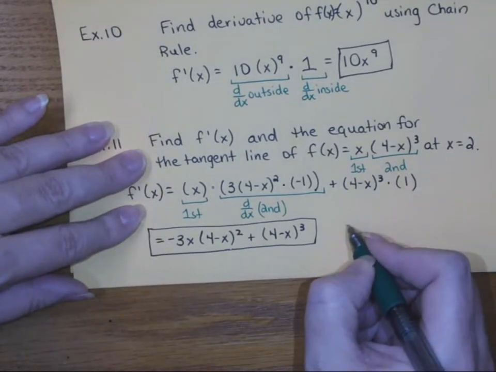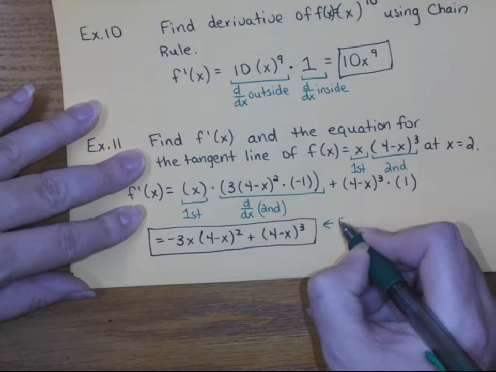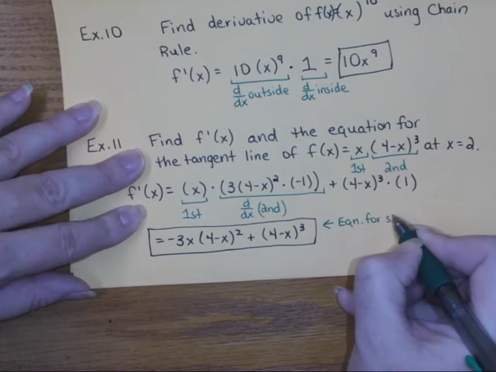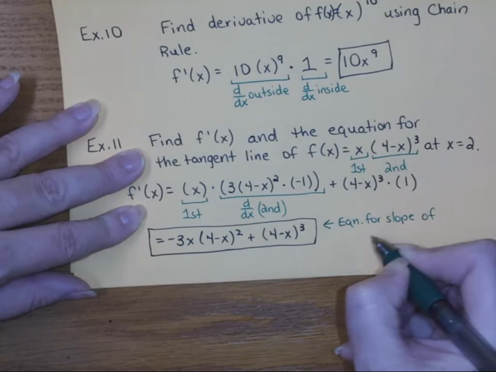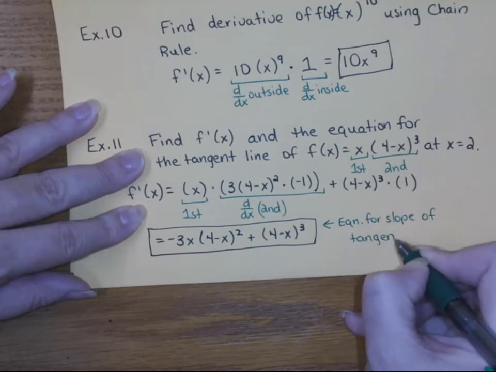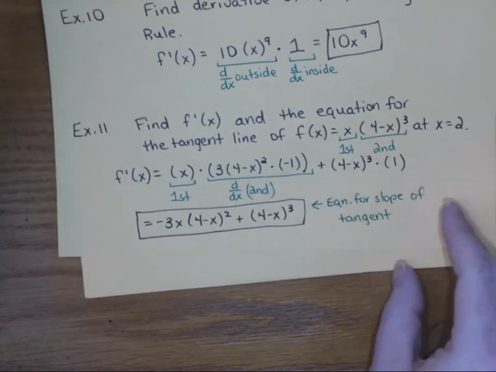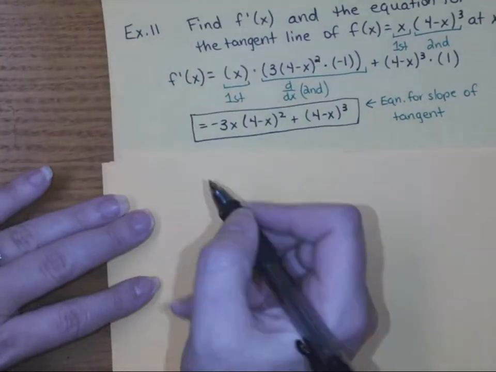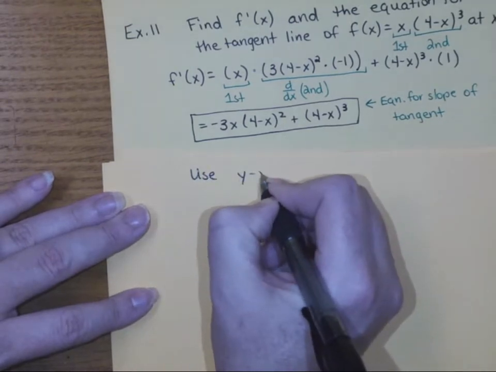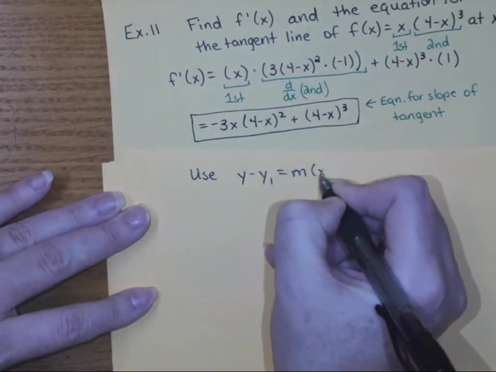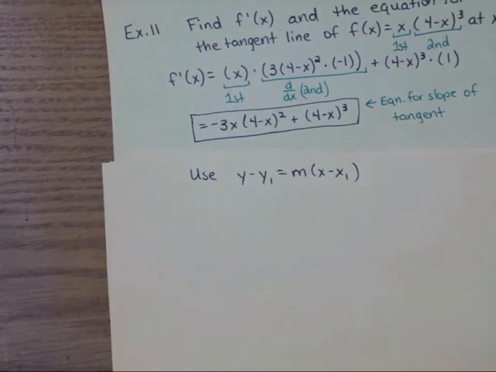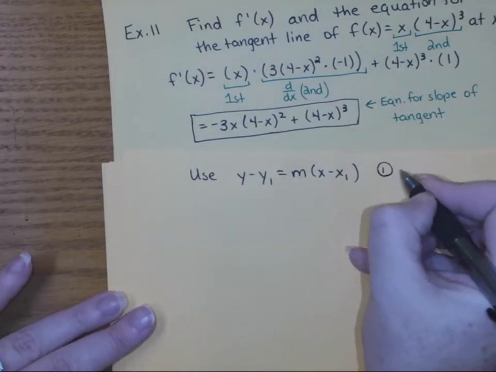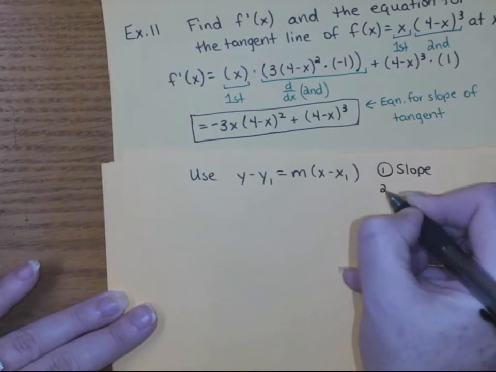So notice that's part of what I was asked for. This is also the equation for the slope. So from here on out, this is just like problems that we've already done before. I just need to find the slope. And why do I need to find the slope? Because I need to use this formula. This should definitely ring a bell for you, right? We've been using y minus y1 equals m times x minus x1 a couple of times. So remember what you need for that: we need a slope, and we need a point.